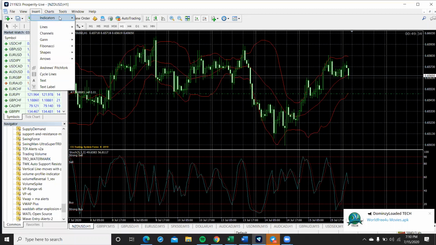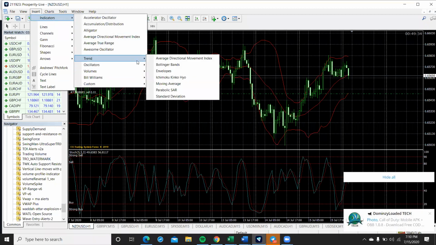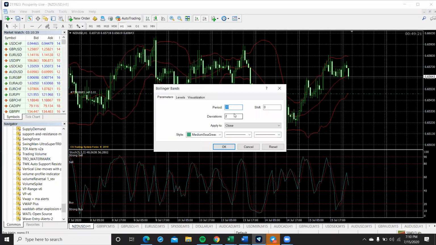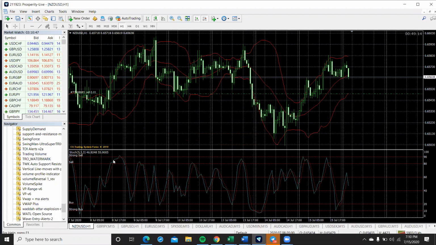You always get that from your indicators. Bollinger Band will be under trend. I didn't change anything, so standard settings: the 20 period, zero shift, and the 2 deviation. That's going to be standard. Then we're also going to add the stochastics. It's going to be 5, 3, and 3.